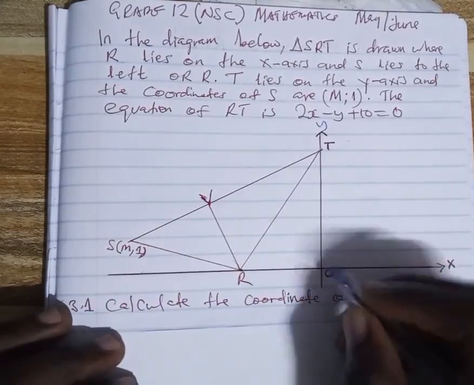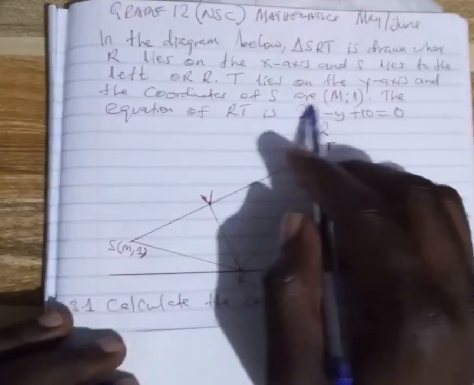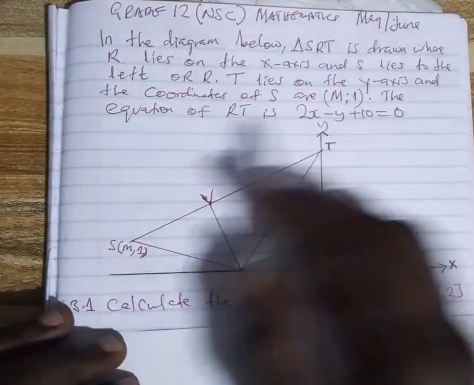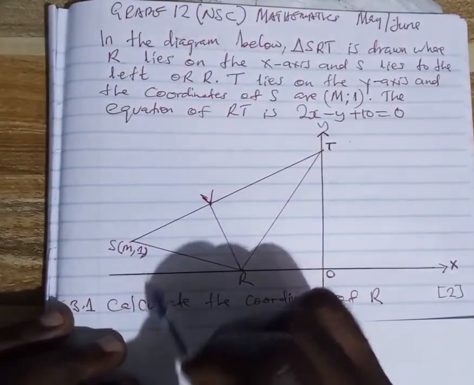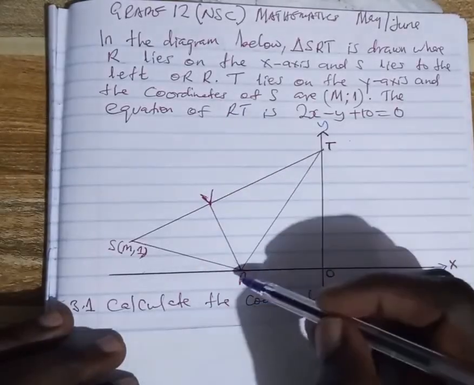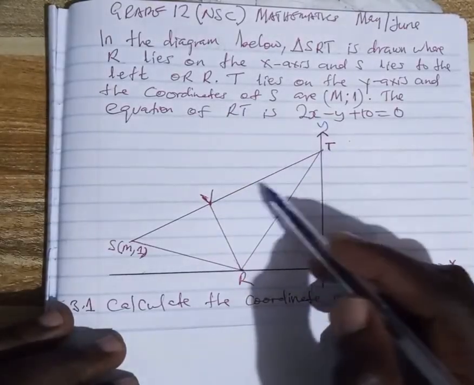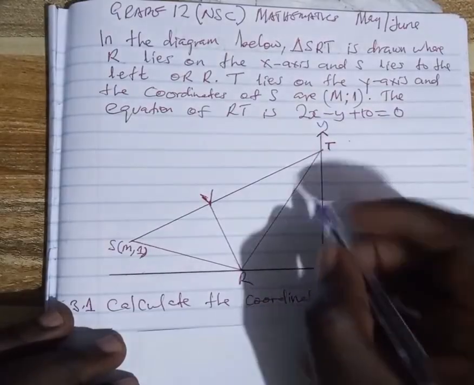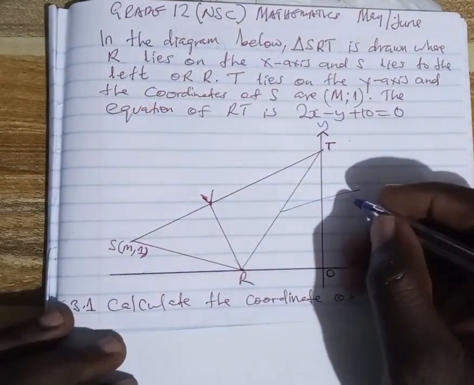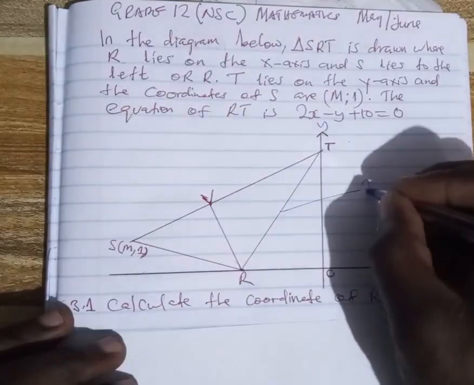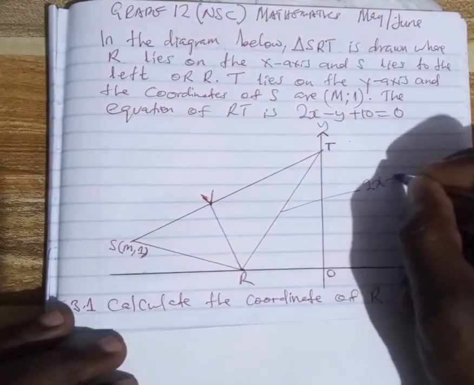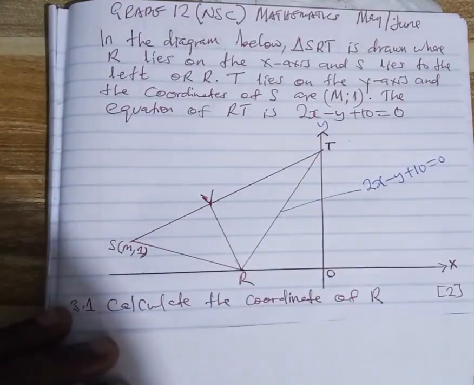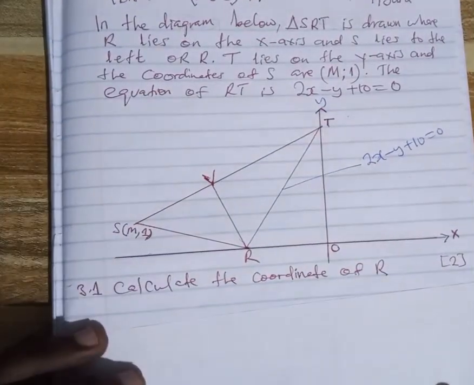Then they say the coordinates of S are (m, 1), and the equation of RT, this equation here, let me just indicate, the equation of RT is 2x minus y plus 10 equal to 0. Equal to what? 0.